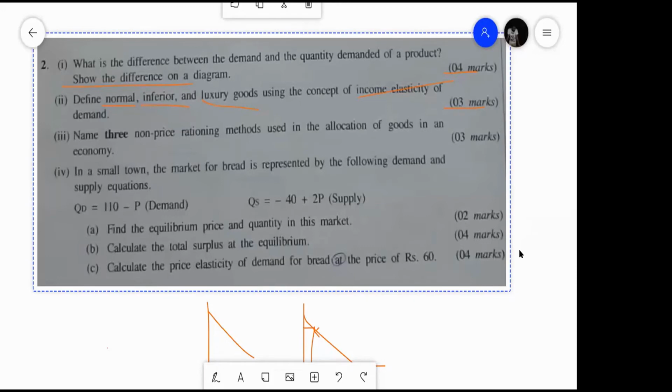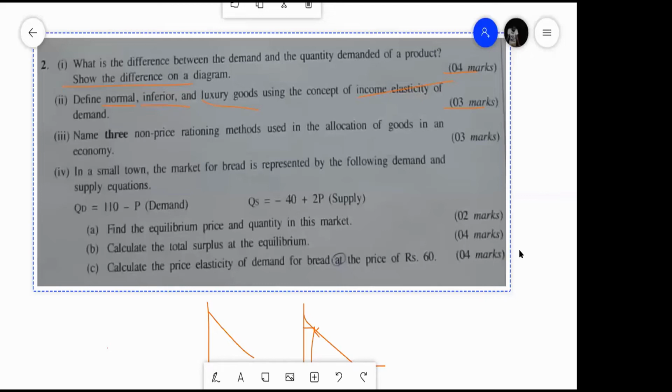They're not saying maximum price, they're simply asking about non-price rationing techniques. That means without having a price, how can you allocate goods? Number 1 is a queuing system, right? Number 2, you can talk about having, let's say, ration cards. You can allocate it that way.